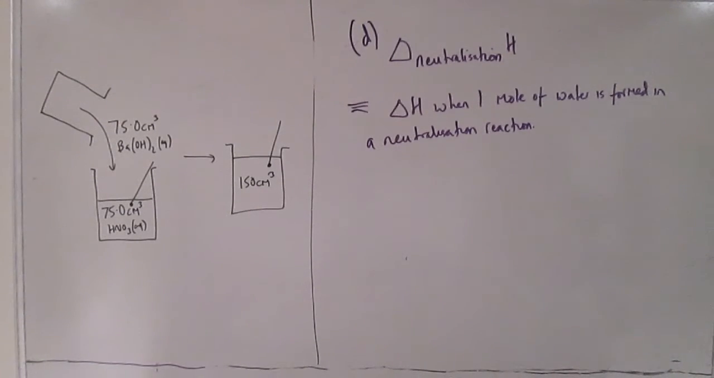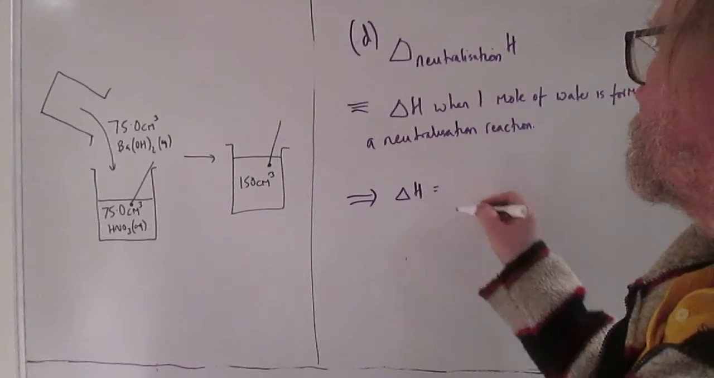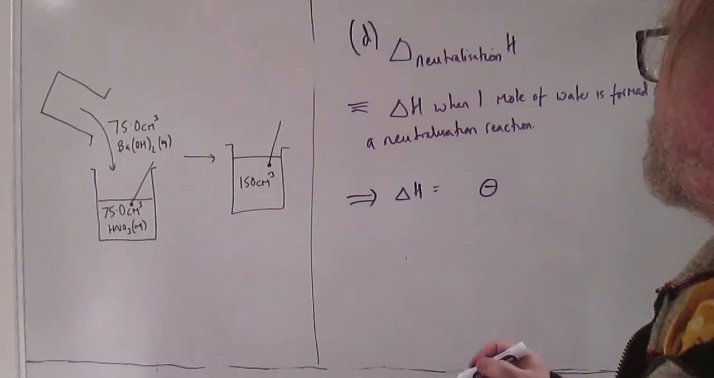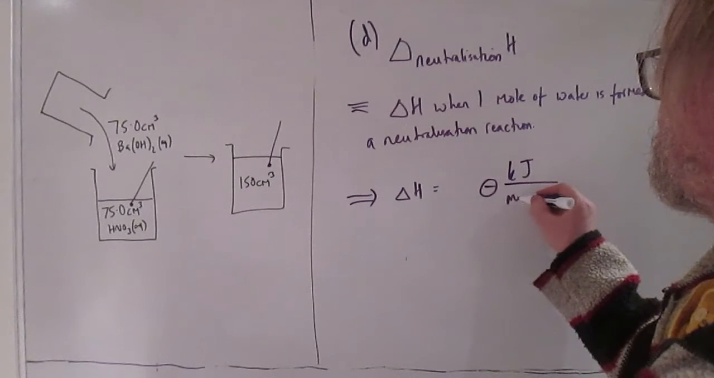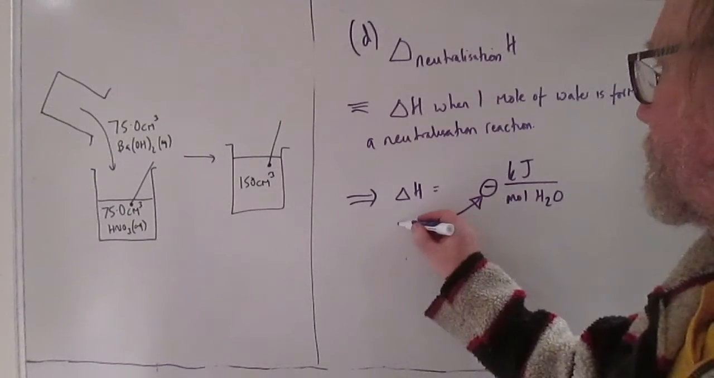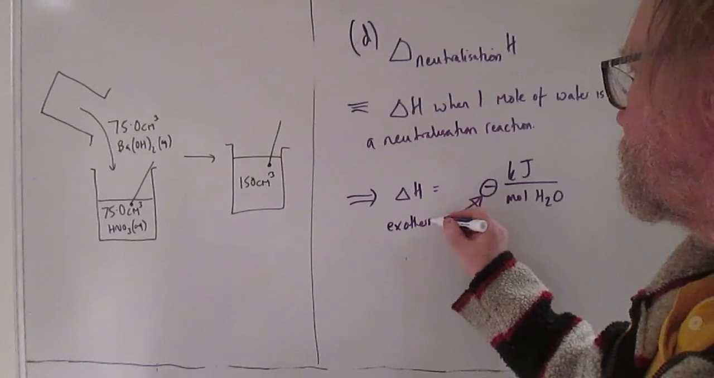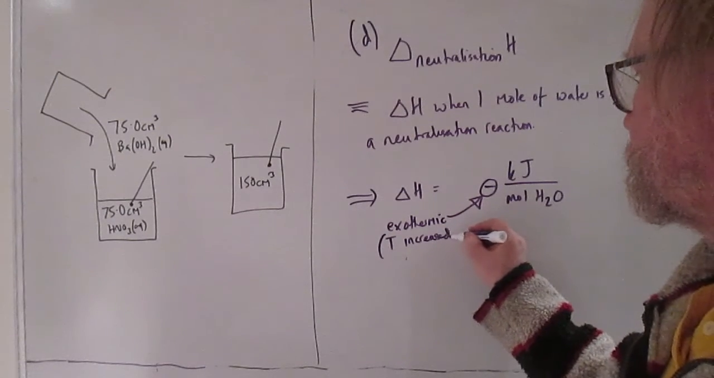Okay, so in other words, it's the amount of heat released if 1 mole reacts. In our case we didn't have 1 mole reacting, so it's the total amount of heat released divided by the number of moles of water. Okay, so that means that delta H will equal minus kilojoules divided by moles of water. Minus is there because it's exothermic. In other words, the temperature increased in the reaction.